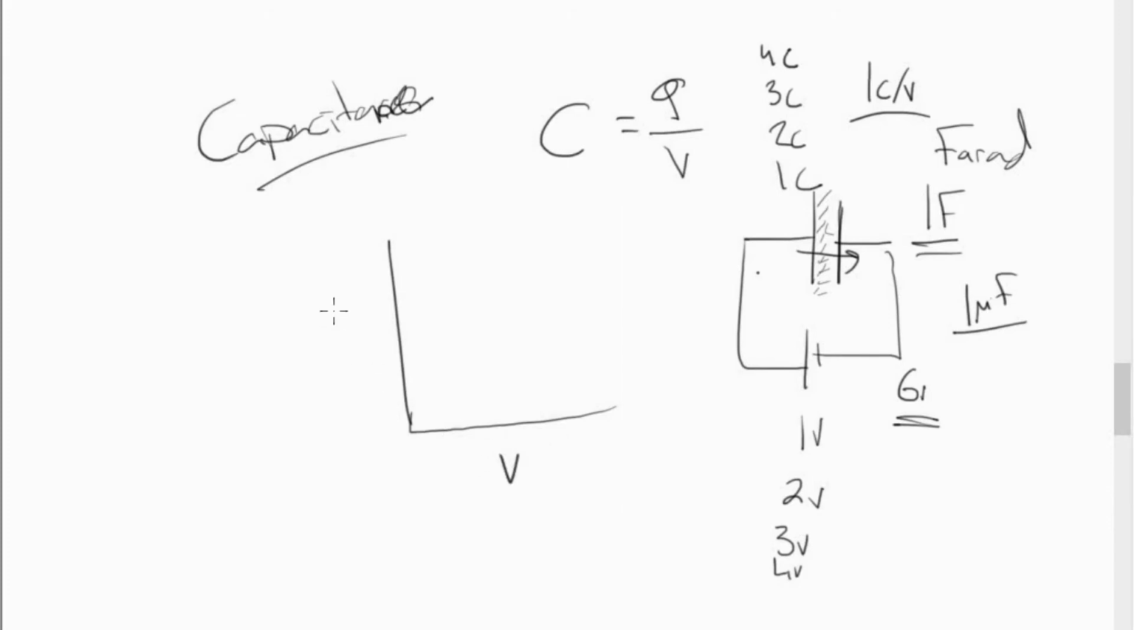And what would be our dependent variable? Q, charge stored in the capacitor, right? How do you actually measure charge stored in a capacitor? Huh? Q is equal to IT. But say for example, the current flow is not constant. So what could you do?